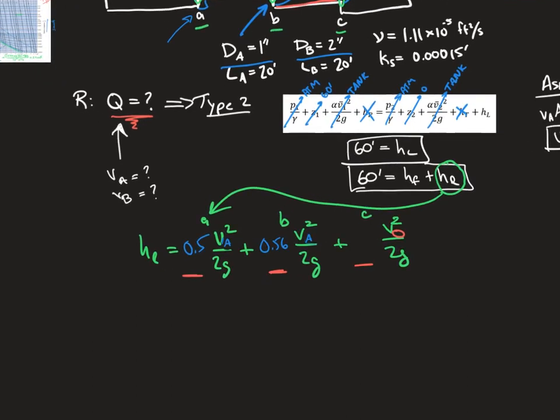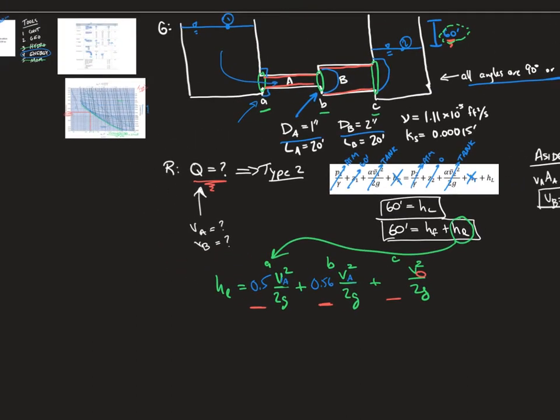All right, so then for C, this is an exit. Exits are actually really nice and easy because there's only one velocity, so it's going to be B, and the coefficient is going to be 1 because you lose all of that momentum, all that velocity. The velocity head basically gets lost as it exits.